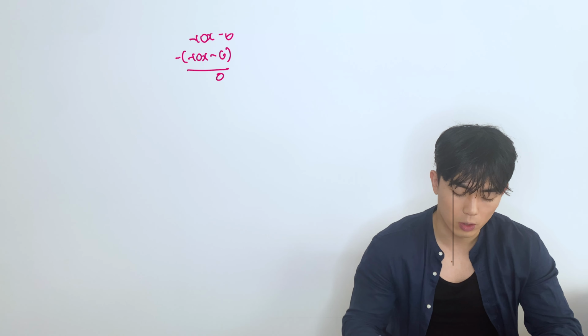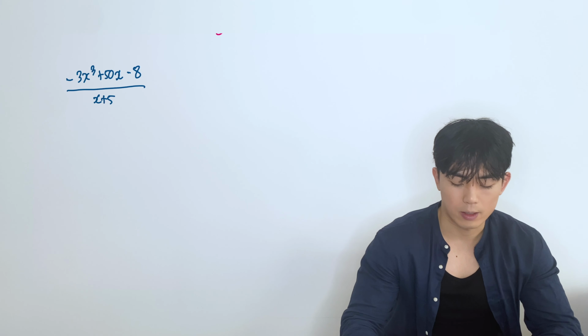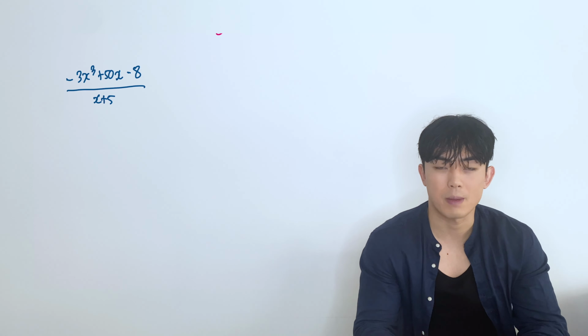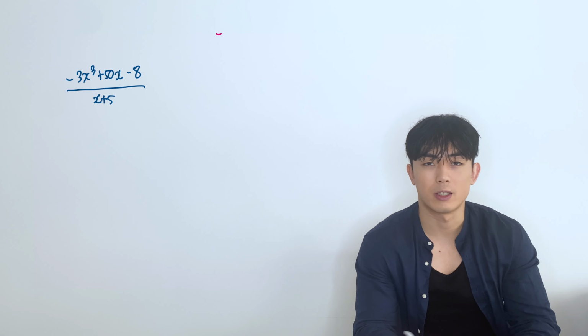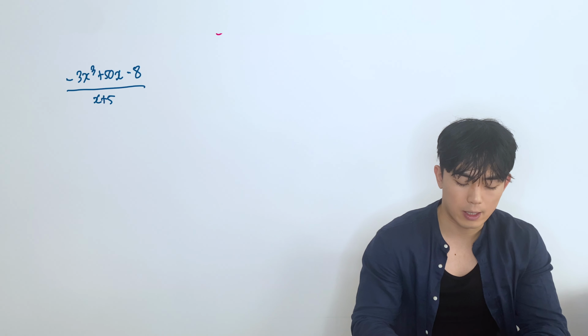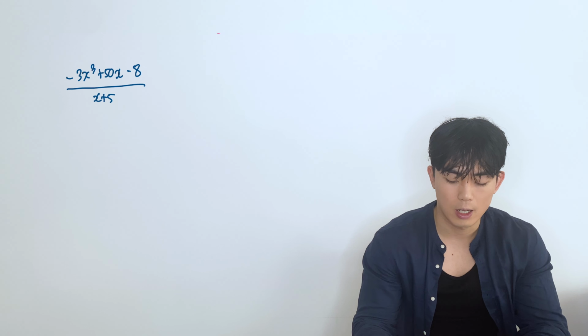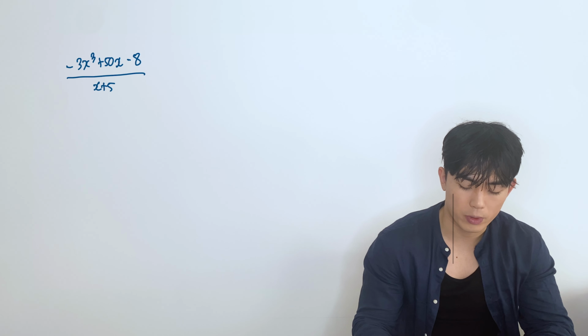Let's just try one more. So let's try maybe minus 3x cubed plus 50x minus 8 divided by x plus 5. Now, at first glance, it might be the same method, but there's one thing that you should be aware of when dealing with this specific type of question. You would notice we go from x cubed to x straight away, so there's no x squared term, okay? So this is very important when we're setting up the example.